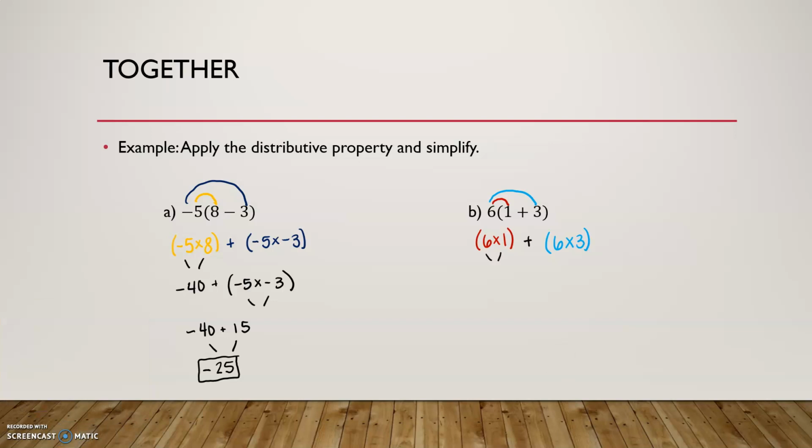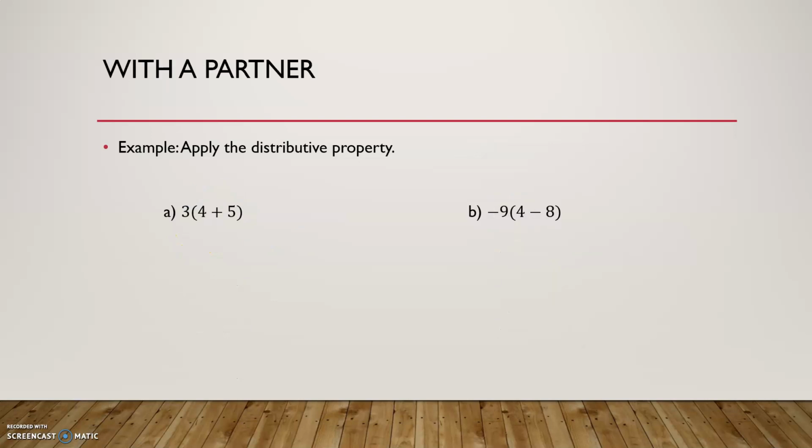So combining my like terms inside the parentheses, not combining like terms, excuse me, simplifying what's in the parentheses, we get 6 plus 6 times 3. Then we get 6 plus 18. And then adding those together, we'll get 24. And that would be our final answer. So try letter A on your own and see what you get.